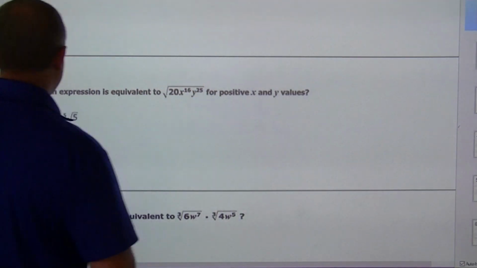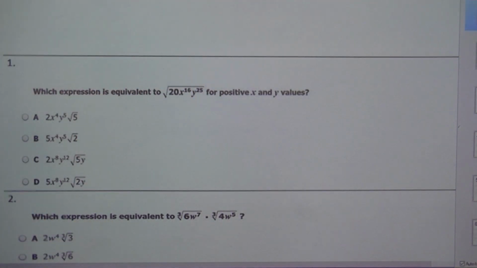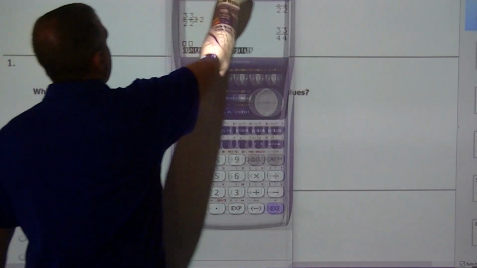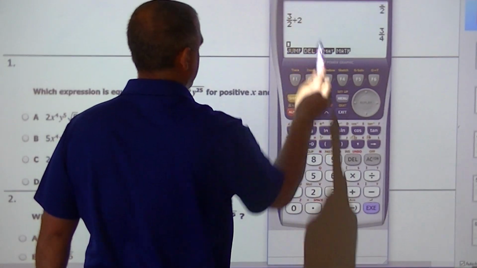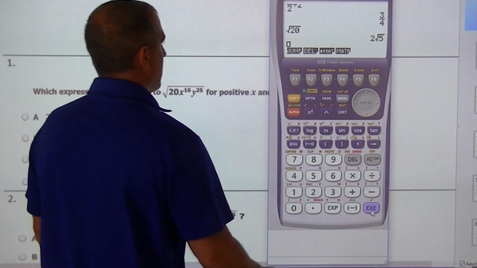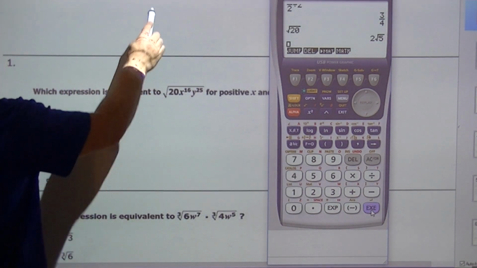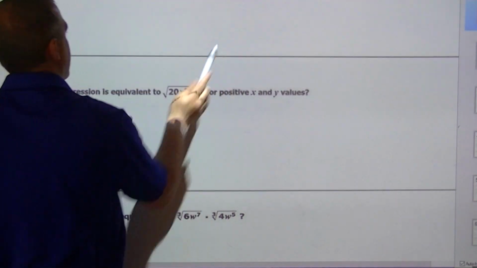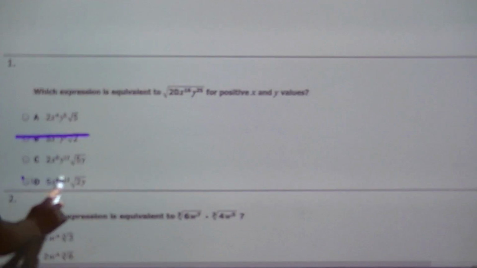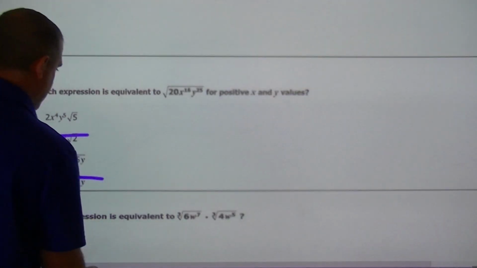Okay, so this first problem is a square root. I want to try to do square roots off the bat, because my calculator does them so well. So the square root of 20 is 2 square root of 5. If I'm being a good test taker, what goes away is this and this. So I'm down to doing the variables.